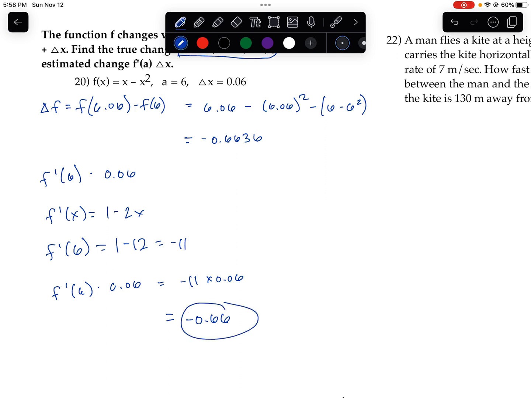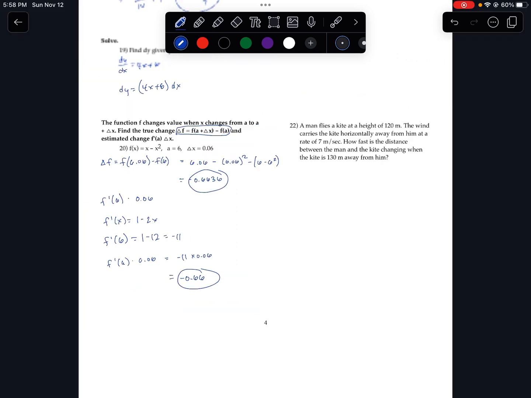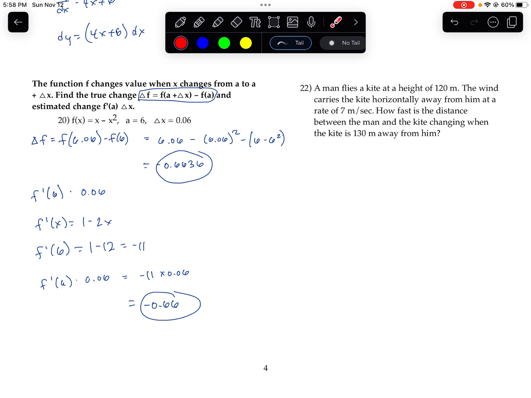So here's the estimated change, here's the actual change. So again, just so you guys are aware, this is dy, this is delta y. Remember that they're not going to be the same, unlike dx and delta x, those will be equivalent.